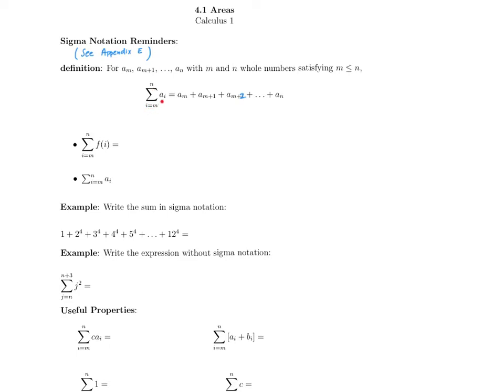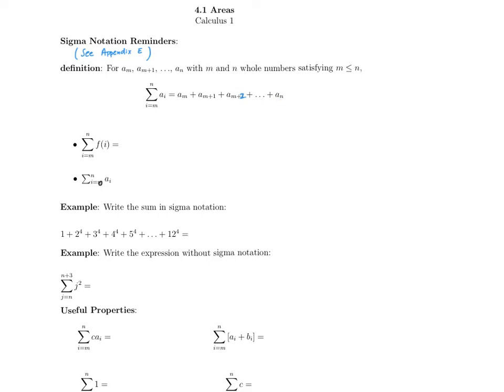So we substitute in i equals m for the term a sub m, and we put a plus sign. We substitute in the next value, m plus 1, and we put a plus sign. We substitute in the next value, we put a plus sign. And we follow this pattern until we reach the upper index of n, and that tells us to stop adding up these terms.